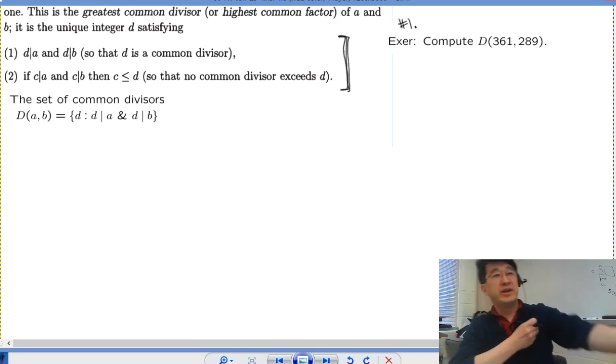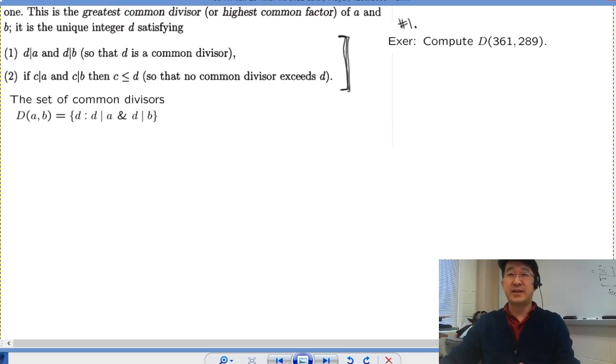361, 289. Compute the set. How many elements does it have after you list them down? You need a calculator. I'll allow you to use your phone just for this moment, but next time you can bring one.